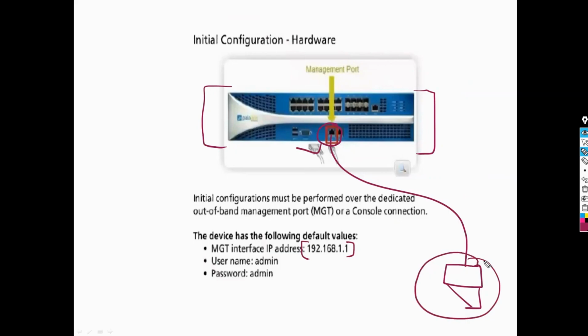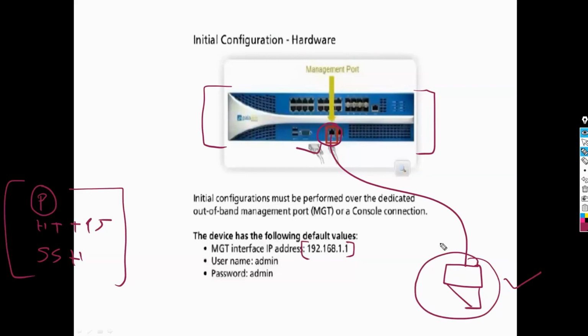And as I told you in the previous session, by default on the management port these services are enabled: Ping, HTTPS, and SSH. So from this management PC, you can check your connectivity. You can access this complete firewall box with the graphical page, or you can go with the CLI option. Default username on Palo Alto firewall box is admin, and password is admin. So let me show you.